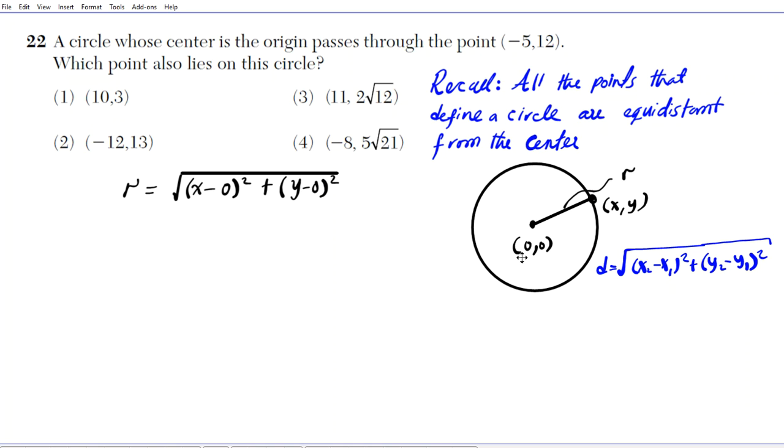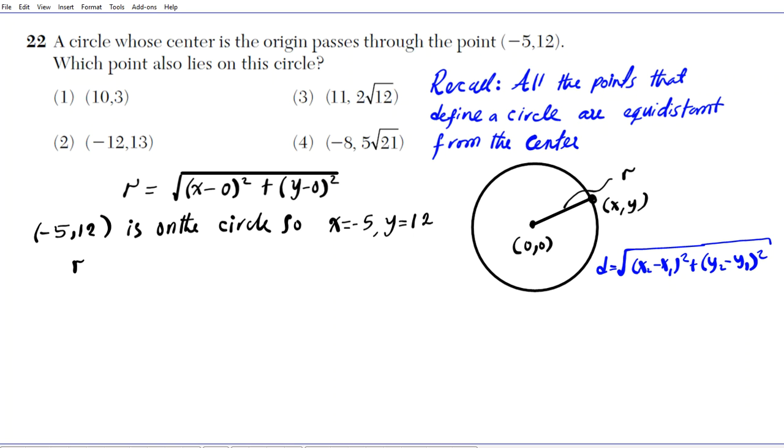Okay, so we apply the distance formula to a circle centered at the origin. This would be the formula for computing the radius. Okay, all right, so we have a point that's given on the circle, so negative 5, 12 is on the circle. So what does that mean? Negative 5, 12 is on the circle. So x is negative 5 and y is going to be 12. Alrighty. So now this will help us compute the radius.